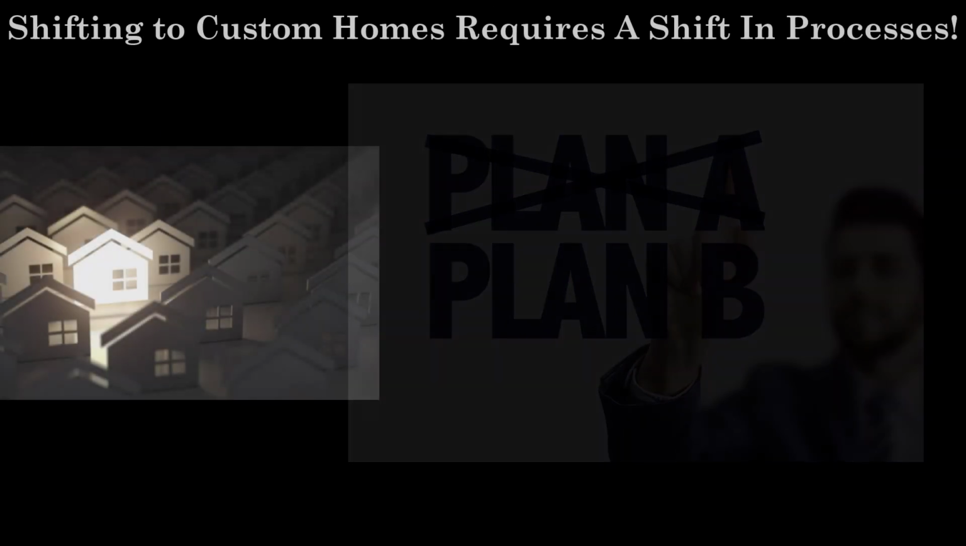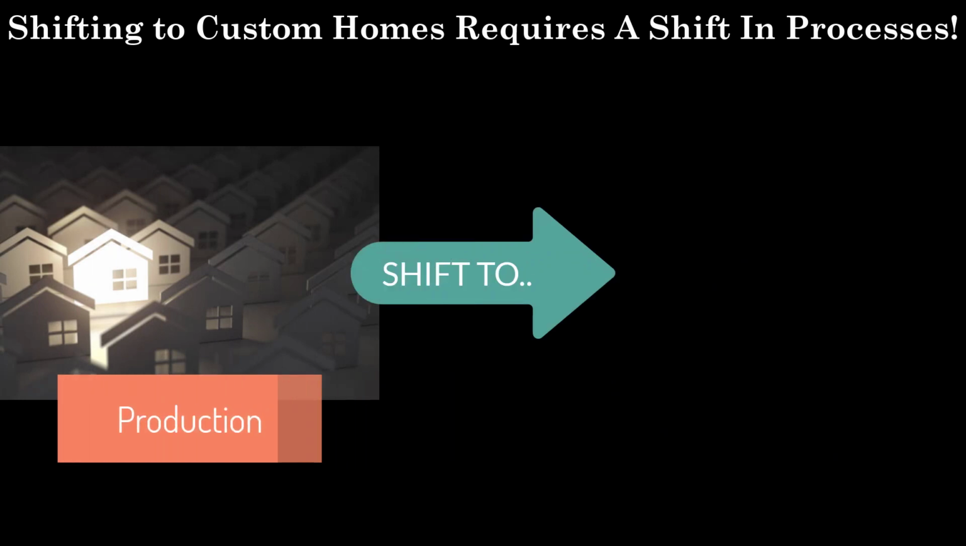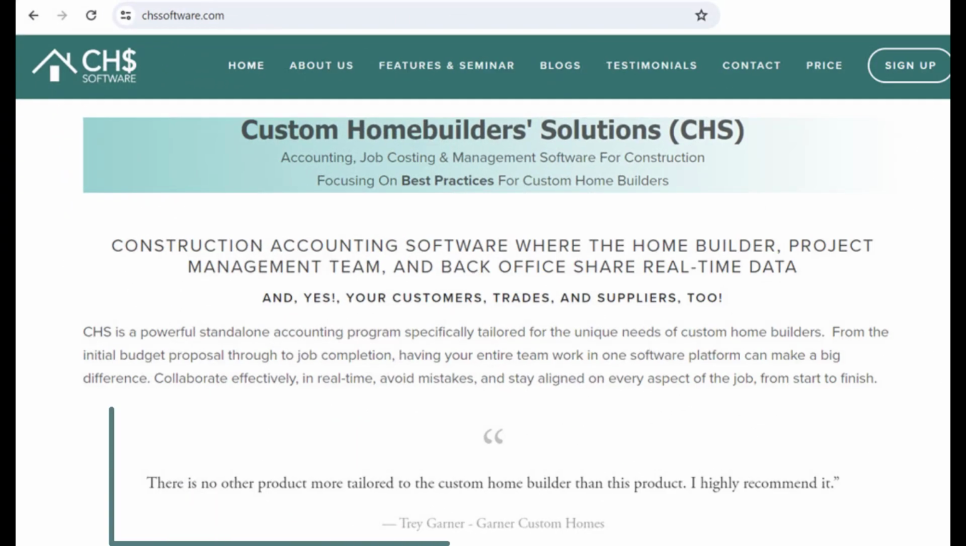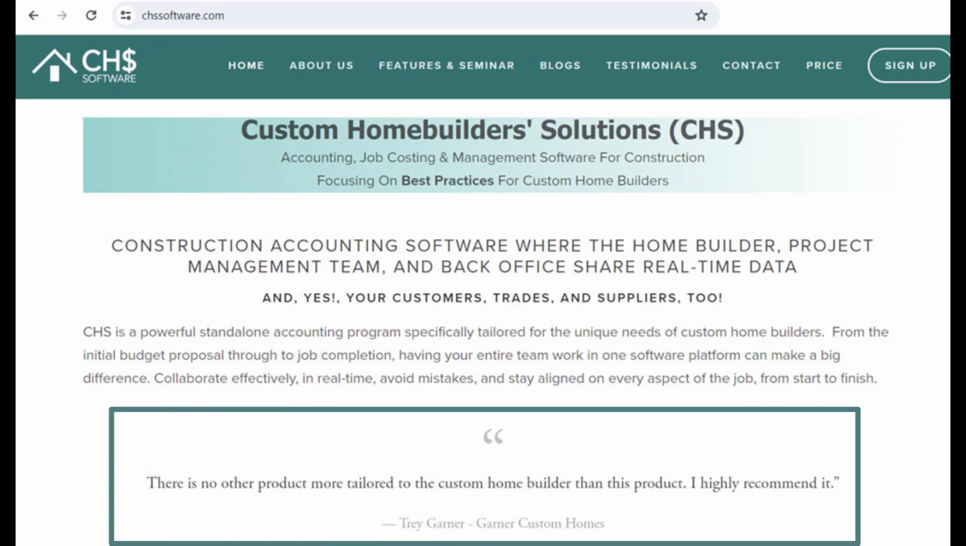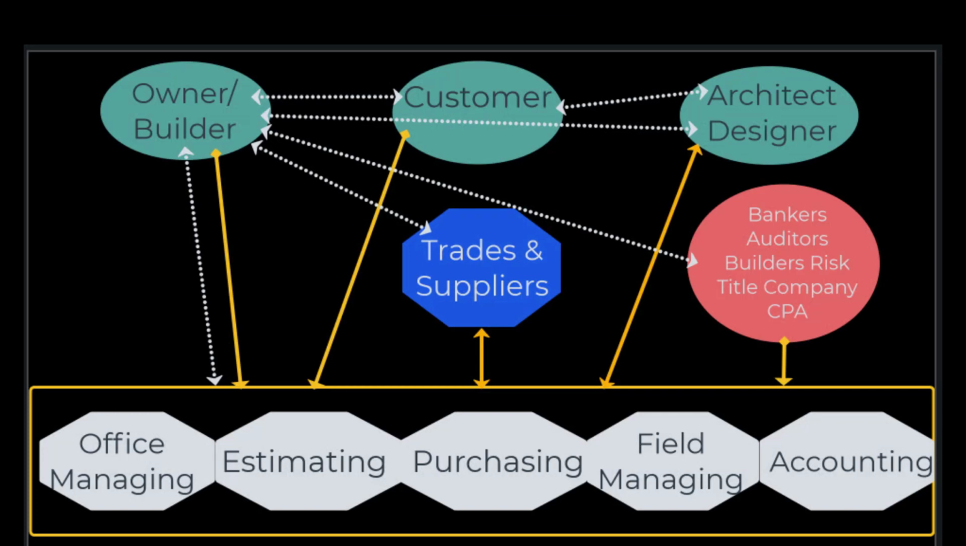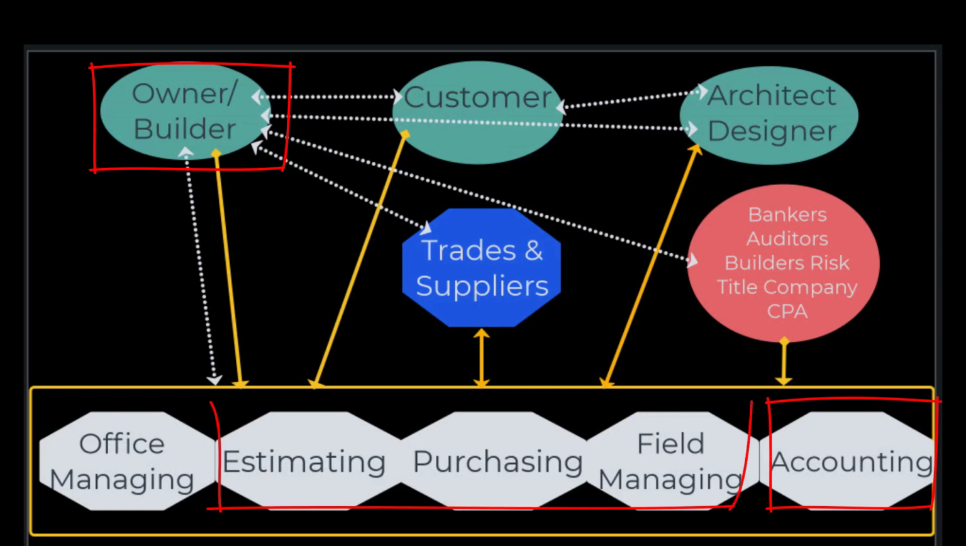If you have previously worked in a production building environment and then you shift to running a custom home building business, there will be a significant shift in processes and approaches. Consequently, your software tools may also need to change to accommodate these differences and to better support the unique requirements of custom home building. CHS is like a digital meeting room where everyone involved in a construction project can communicate and collaborate. It combines data from the builder owner, the accounting team, and project managers, allowing the entire team to get hands-on and use features based on their permission levels.